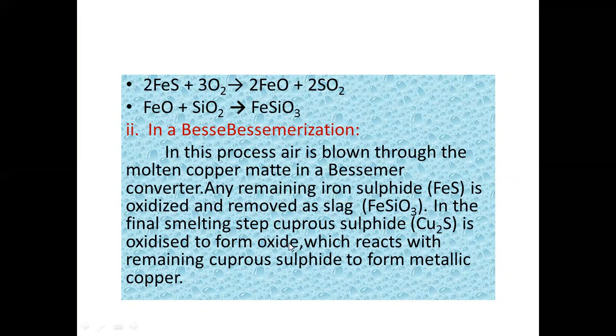In the final smelting step, cuprous sulfide is oxidized to form oxide. Now the sulfides are oxidized into the copper oxide form, which reacts with the remaining cuprous sulfide to form metallic copper.